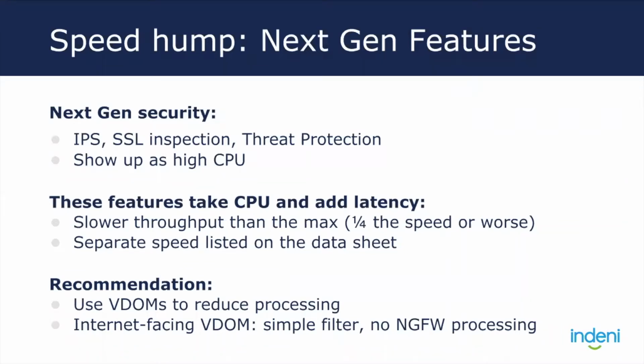Unfortunately, that is the world that we live in these days, that as we have these higher capabilities, they slow us down. What I've seen is the typical slowdown is maybe a quarter of the total established advertised speed, sometimes more. It's going to depend as well on the actual traffic going through your boxes.